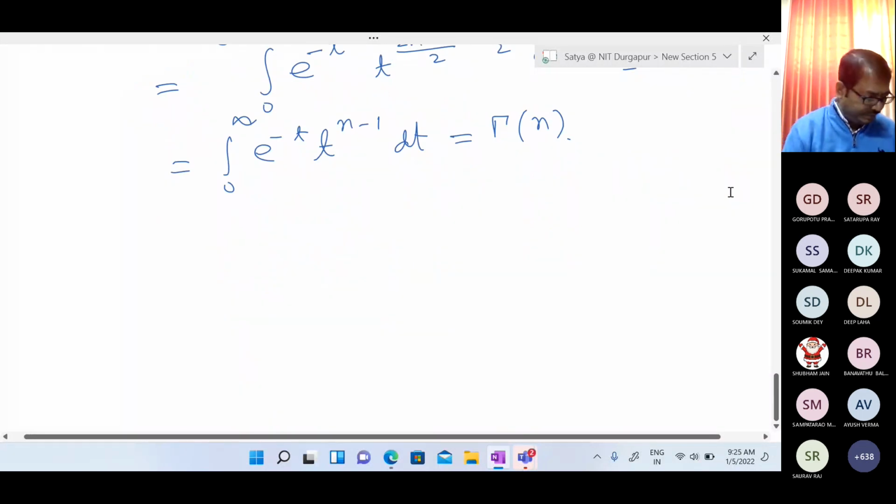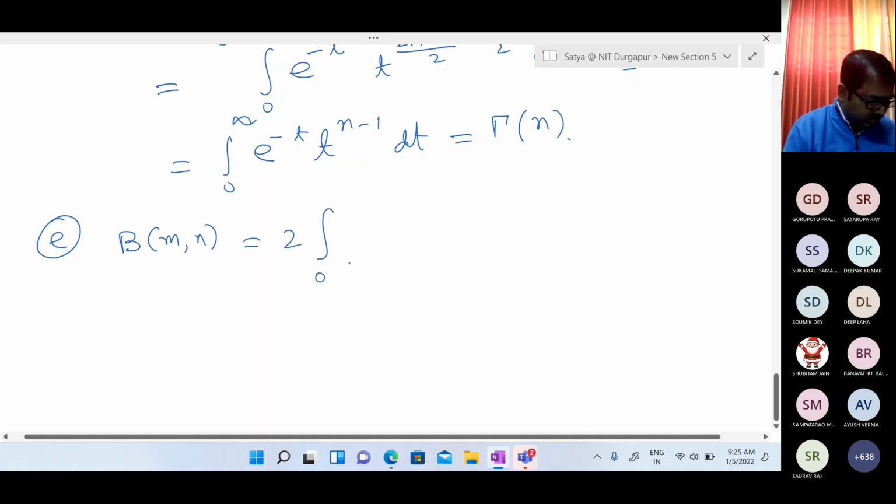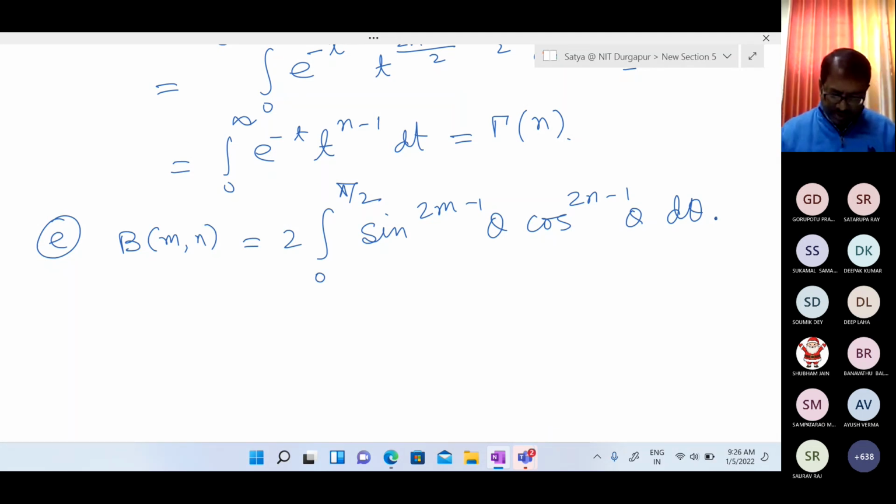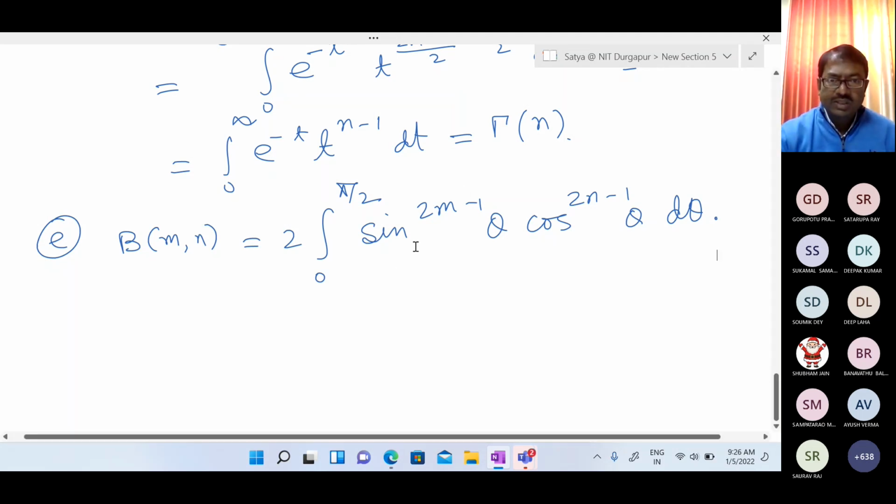Next, we need to prove this according to assignment number E. Beta m comma n equal to 2 times the integration from 0 to pi by 2 of sine 2m minus 1 theta cos 2n minus 1 theta d theta. Fine. And now we need to prove this. To prove this one, it is better to go from the definition, not from here.